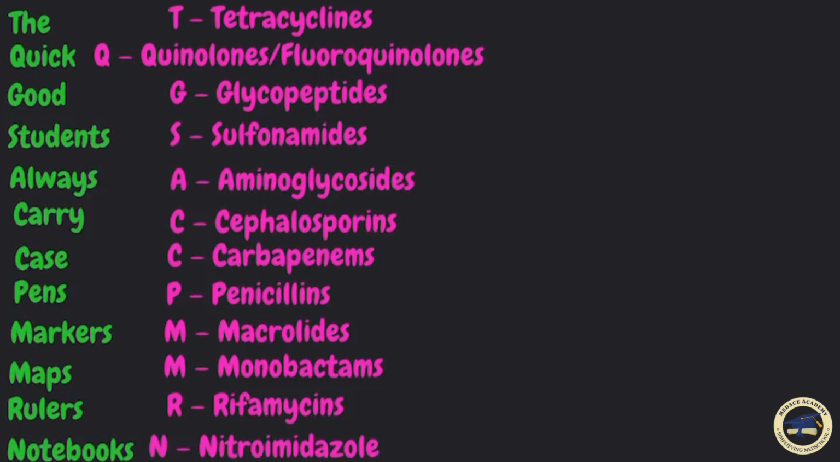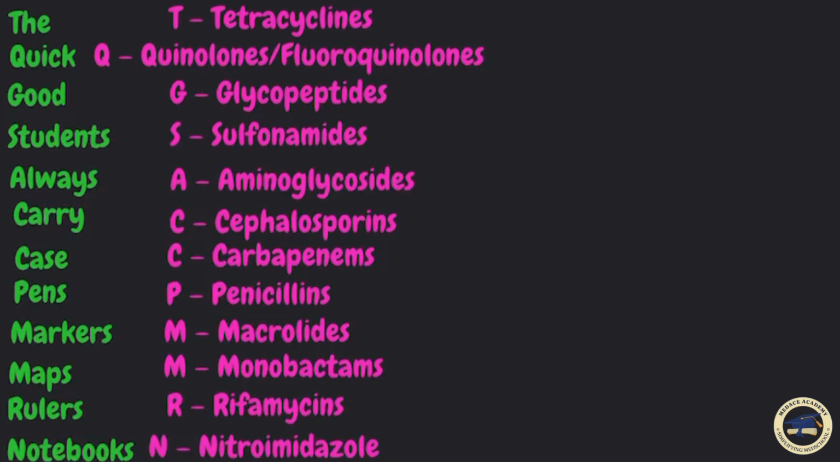The quick and good students always carry a case of pens, markers, maps, rulers, and notebooks. The, that's tetracyclines. Quick, that's Q for quinolones/fluoroquinolones. And the difference here is very simple. Fluoroquinolones are just quinolones that have a fluorine atom added to them.